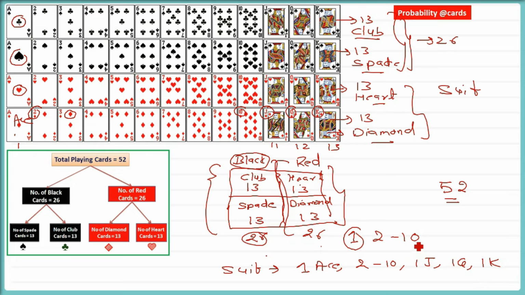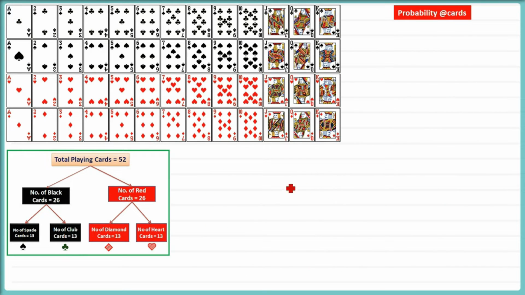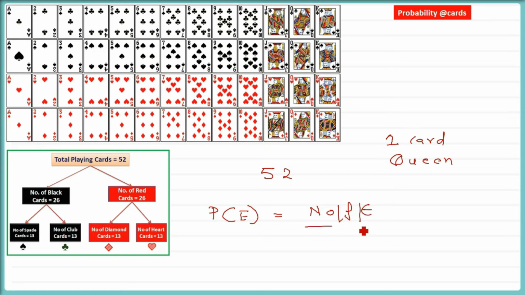So let me take an example. What kind of question can be asked? The question can be like this: in these 52 cards, when you pick a single card or take out one card, what is the probability of getting a queen? The probability of any experiment or event is the number of favorable cases divided by the number of total cases. You can call it the number of favorable events and the number of total events, but it should be the numbers only.